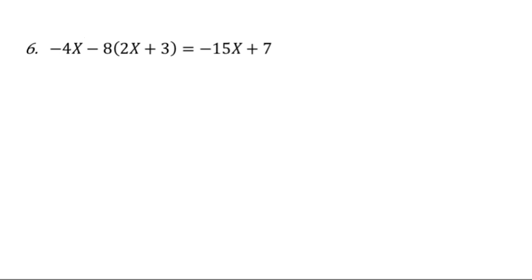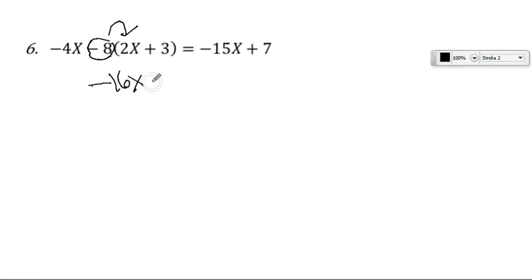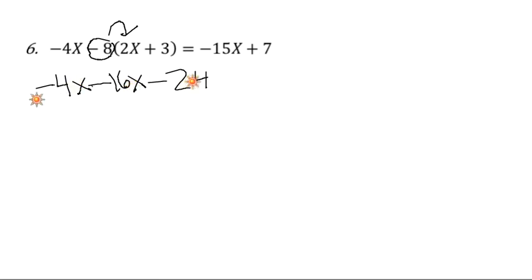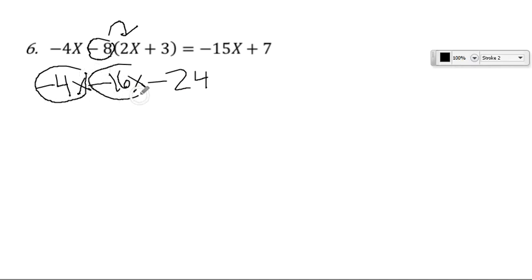Okay. So our first step here is to simplify the left side by distributing this negative 8. So negative 8 times 2x is negative 16x. Negative 8 times 3 is negative 24. Okay, and then we have our negative 4x. So we can still combine some like terms here. We haven't completely simplified the left side yet. A negative 4x, when we combine that with a negative 16x, we get negative 20x.